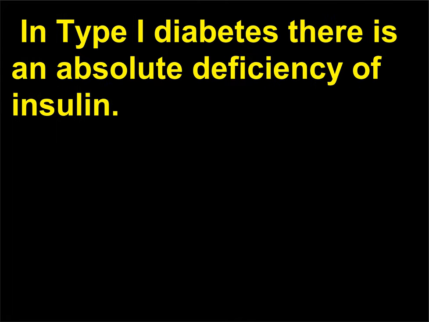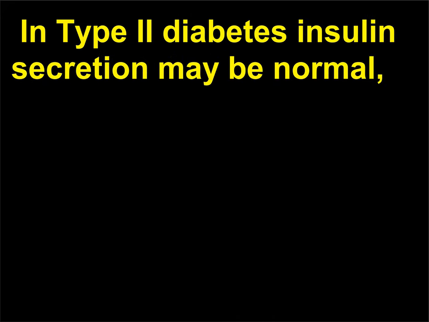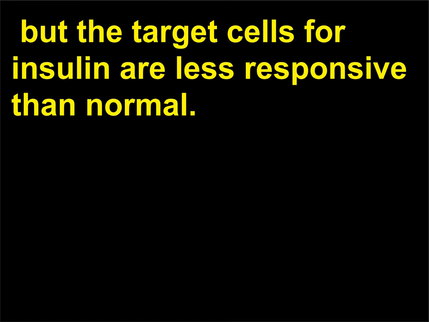In type I diabetes, there is an absolute deficiency of insulin. In type 2 diabetes, insulin secretion may be normal, but the target cells for insulin are less responsive than normal.